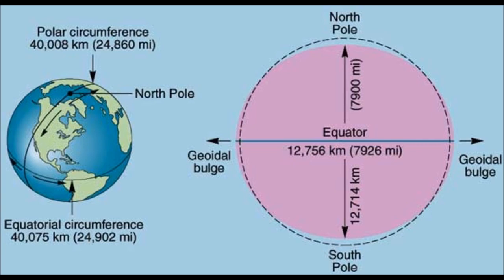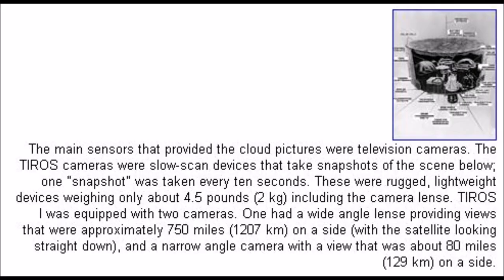The description of this sucker here: the main sensors that provided the cloud pictures were television cameras. The Tyros cameras were slow-scan devices that take snapshots of the scene below. One snapshot was taken every 10 seconds. These were rugged, lightweight devices weighing only about 4.5 pounds, including the camera lens. The Tyros 1 was equipped with two cameras. One had a wide-angle lens providing views that were approximately 750 miles on a side, with the satellite looking straight down, and a narrow-angle camera with a view that was about 80 miles on a side.